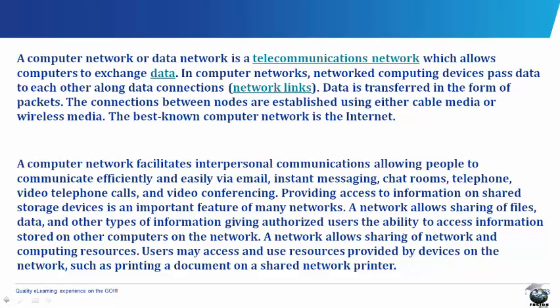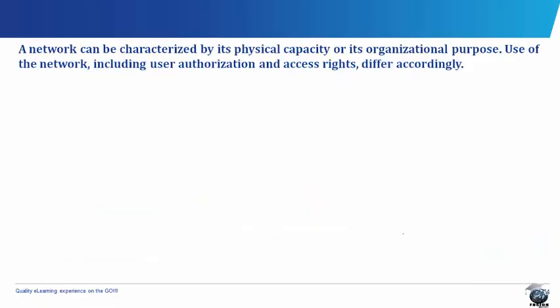A network allows sharing of network and computing resources. Users may access and use resources provided by devices on the network, such as printing a document on a shared network printer. A network can be characterized by its physical capacity or its organizational purpose. Now I want to look at the various types of networks. Once you now see how they are being characterized, including the use of the network, their user authorization, and access rights.